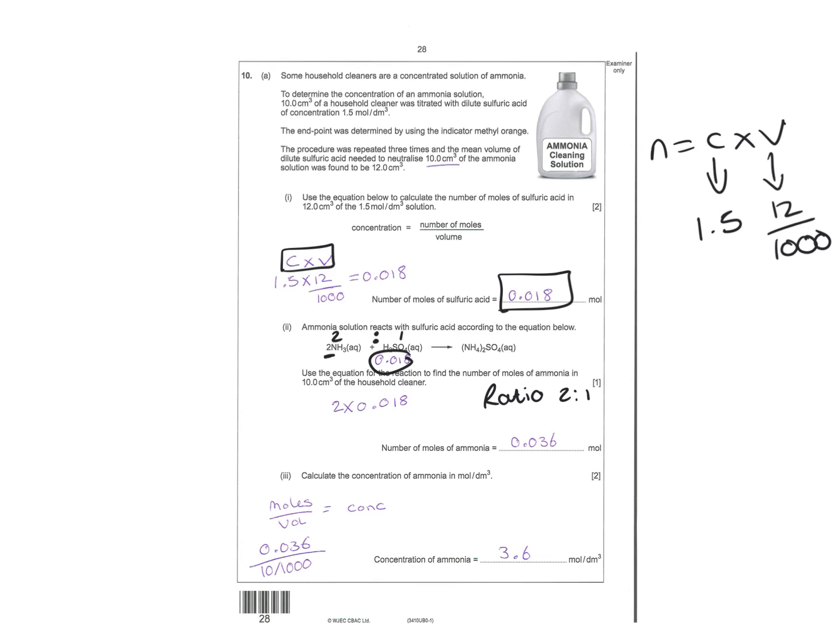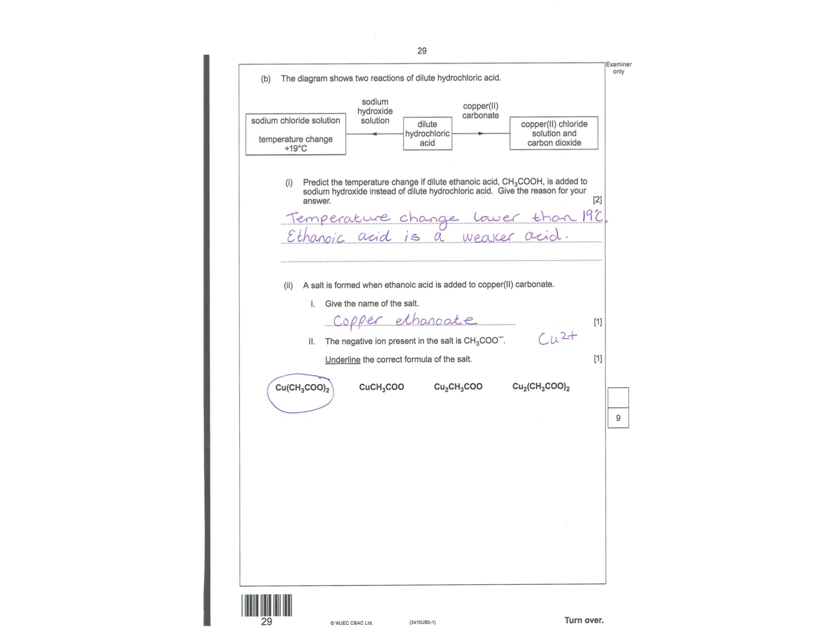Okay, calculate the concentration of ammonia. We know the moles, we know the volume. The volume is up here. Okay, we know the volume of ammonia. So then we do the moles that we've just worked out by here, divided by the volume. Make sure you're still dividing by 1,000, and that would give you a concentration of 3.6. Okay, tough to get all the way down, but it is nice marks if you get there.